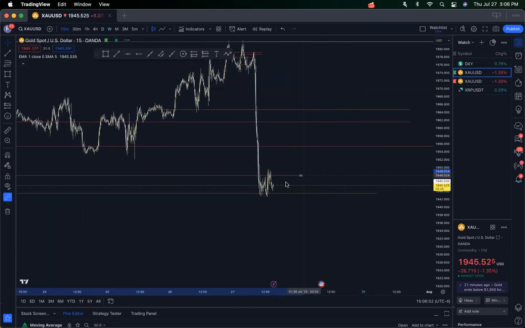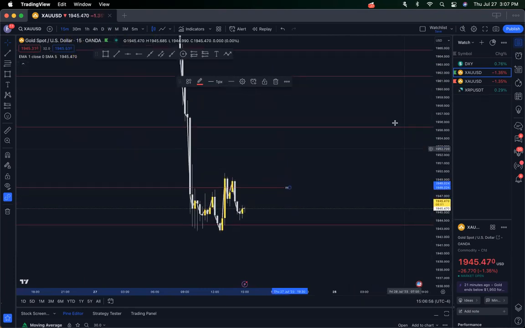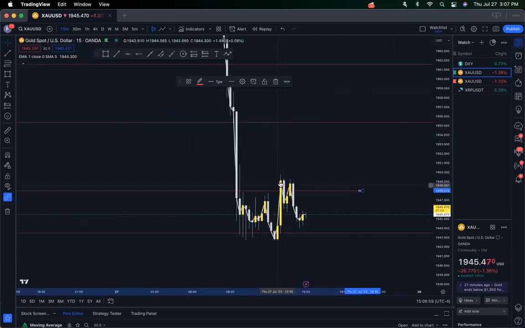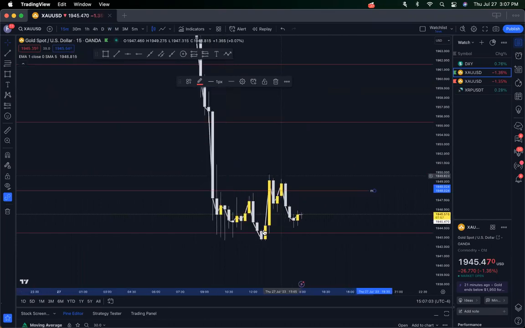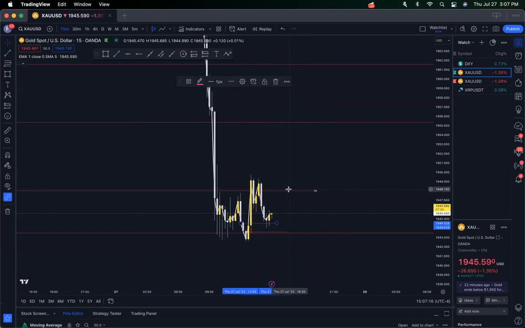What could happen is that is the monthly level that price crossed above, coming from this area here. What could happen is it could start lining us up for the pullback, because now we already determined our direction.